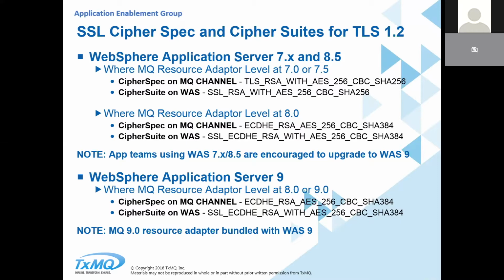If you're using a resource adapter at level 8, an MQ resource adapter on WAS, this is how we would expect the Cypher suite and the Cypher spec to be set. This is really important information to give the application teams, as much information as necessary. And I consider this, on the application enablement MQ side, as being able to address these issues of what Cypher suites and specs to set up when they're engaging with these teams. So then the application teams could be ready for these things.